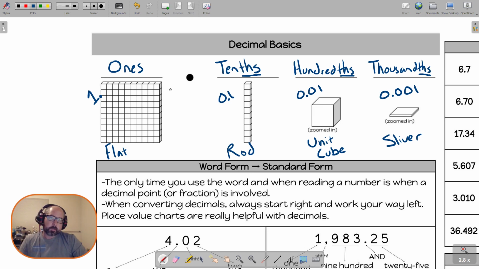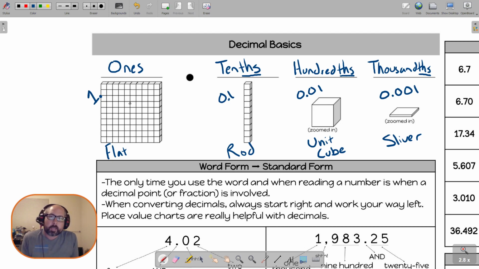So let's look at this now. This flat is 1 whole. Now, maybe thinking, Mr. Steiner, that's wrong. This a flat should be 100. Well, here's the thing. 1 whole just refers to 1 complete set of something. So if we had a 1,000-piece puzzle and we had all the pieces, that would be 1 puzzle, right?